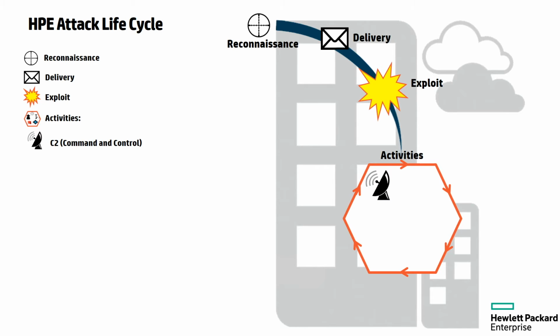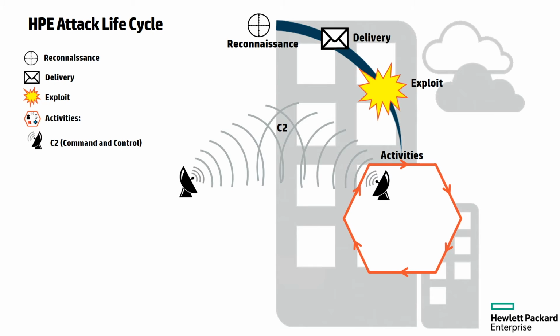C2, Command and Control. Command and Control is communication, one-way or bidirectional, from a compromised host to an external attacker. C2 is how an attacker uses their foothold in the network to gain more information or control future attack activities. It may be as simple as uploading or posting to a predetermined external URL.